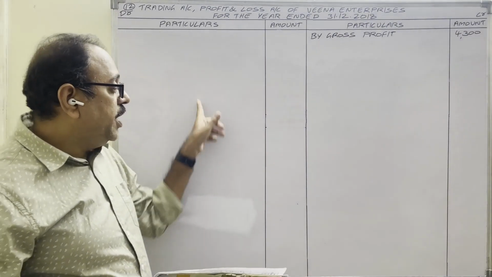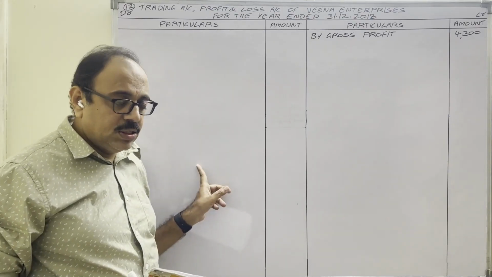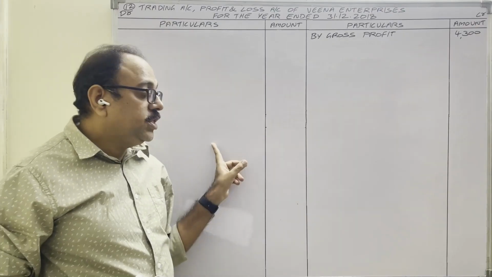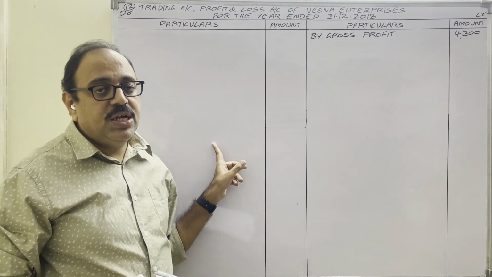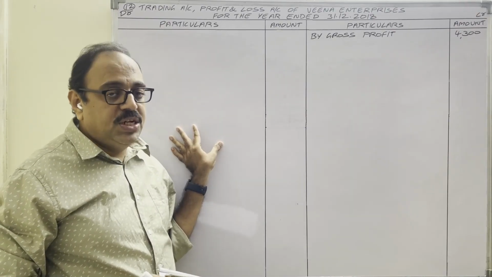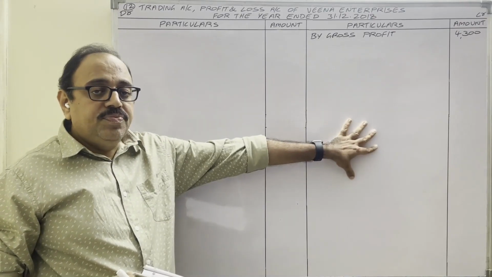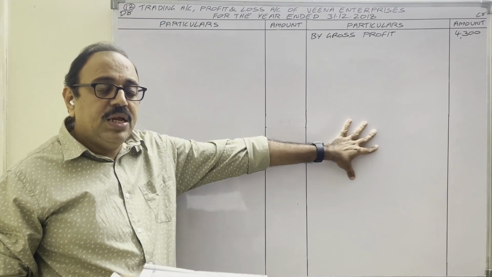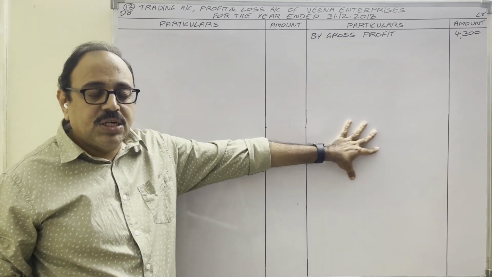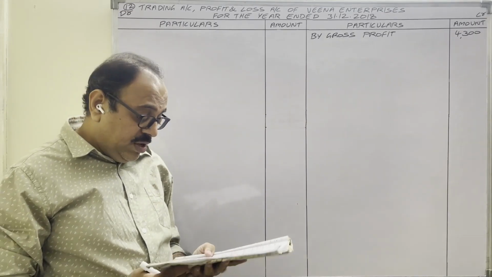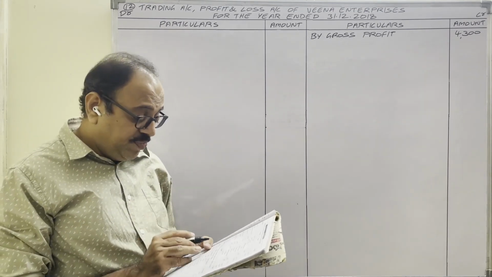Debit side indirect expenditure, indirect loss. Credit side indirect income we should write. Indirect expenditure means after manufacturing expenditure. Means this expenditure is not related with the manufacturing work. Indirect income means other income. Sales is main income. Other incomes, interest received, commission received, discount received, etc. come under indirect incomes.